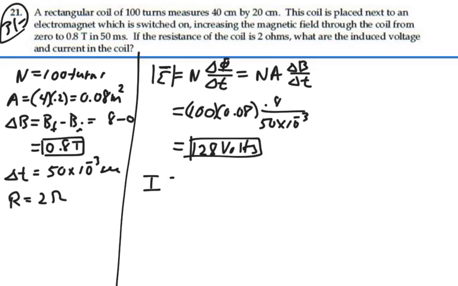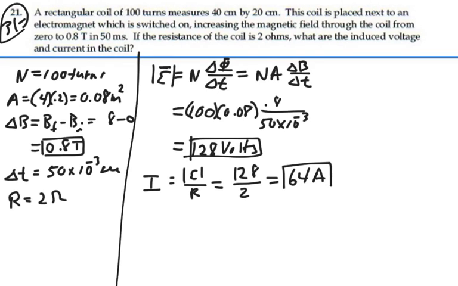So our current is equal to this EMF divided by the resistance. 128 volts divided by 2 ohms, 64 amps. So that is the induced voltage and current, 128 volts, 64 amps in the coil.